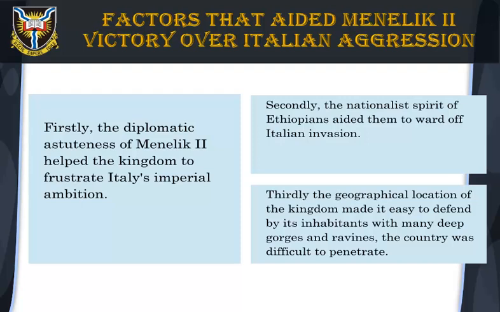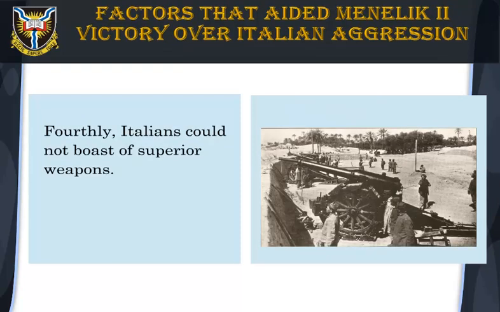Factors that aided Menelik II's victory over Italian aggression. Firstly, the diplomatic astuteness of Menelik II helped the kingdom to frustrate Italy's imperial ambition. Secondly, the nationalist spirit of Ethiopians aided them to ward off Italian invasion. Thirdly, the geographical location of the kingdom made it easy to defend by its inhabitants, with many deep gorges and ravines. The country was difficult to penetrate. Fourthly, Italians could not boast of superior weapons.